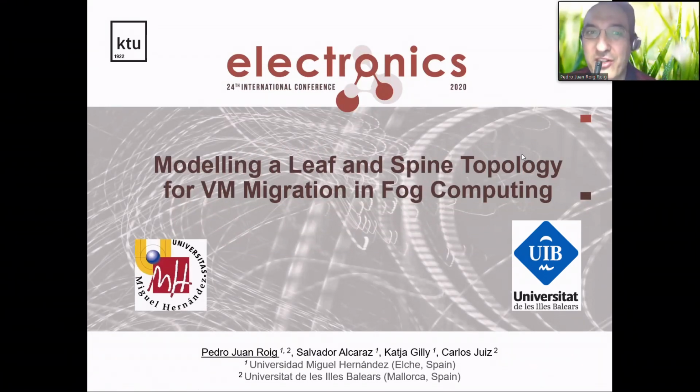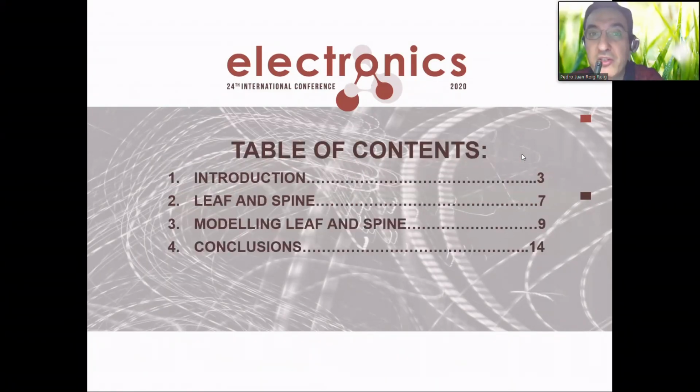So let's start again. My name is Pedro Juan Roch. I'm coming from Spain, and this presentation is about modeling a leaf and spine topology for VM migration in fog computing. First of all, we'll make a small introduction. Then we'll talk about leaf and spine. Next, we'll present the modeling of leaf and spine, and finally, we'll draw some conclusions.